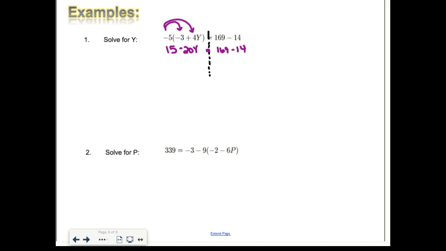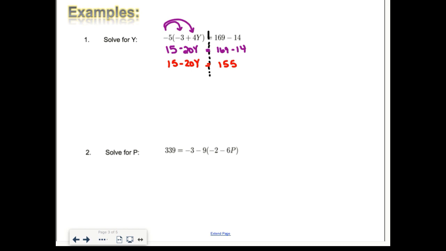Okay, so step 2 now says simplify both sides that you can. So if I look, the 15 minus 20y, I can't do anything with because one has a y and one doesn't. But the right side, 169 minus 14, I can do something with that. So the 15 minus 20y stays the same. 169 minus 14, use your calculator, and you get 155. So that does require that second step that the other one did not.